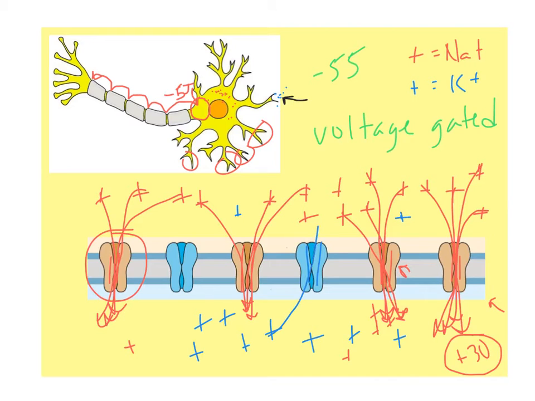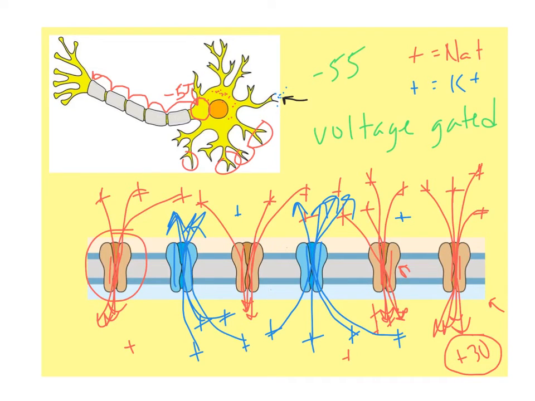And that causes the potassium, these positive ions, to rush out. So this happens right after the action potential has passed by. It causes the potassium to rush out, and then that will also cause this guy to open up, which causes these potassiums to rush out. And that is what causes the neuron to become repolarized.